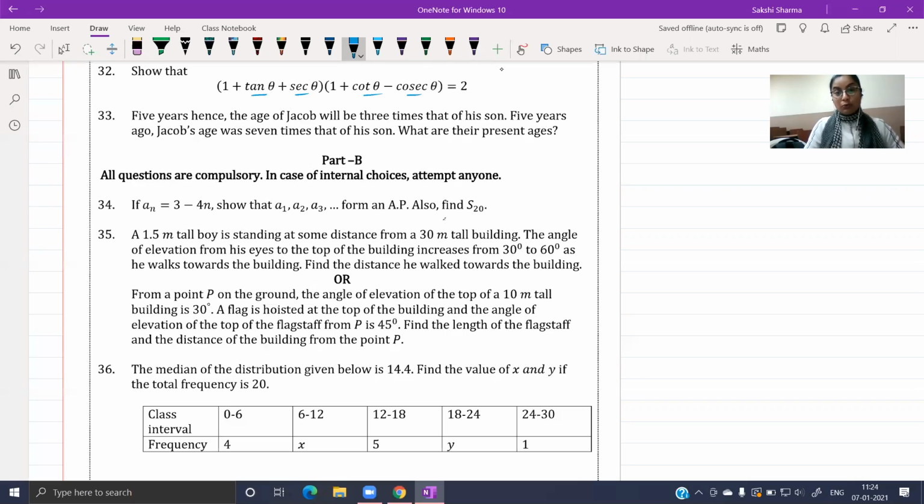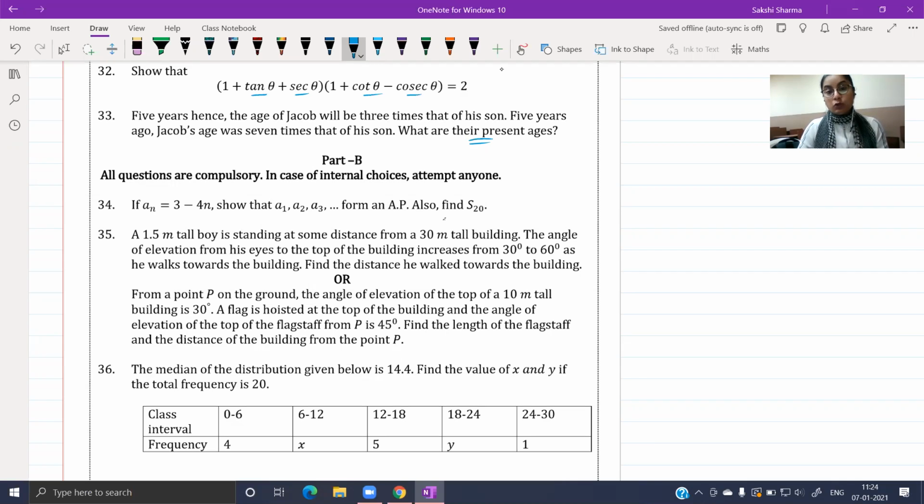33rd question, again a textbook question. I see you, all questions are mostly textbook questions. 5 years hence, the age of Jacob will be 3 times that of his son. 5 years ago, Jacob's age was 7 times that of his son. What are their present ages? So relationship is given between the ages of Jacob and his son in the past, in the future, but they're asking you to find out their present ages.